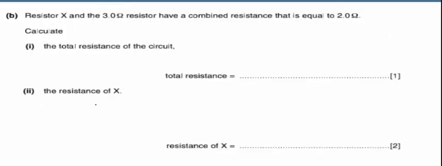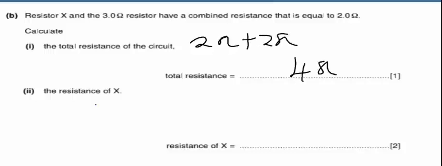So here we can say 2 ohms plus 2 ohms. Then we are going to get 4 ohms. This 4 ohms is the total resistance of all of them, including those two connected in parallel and also the one connected in series.